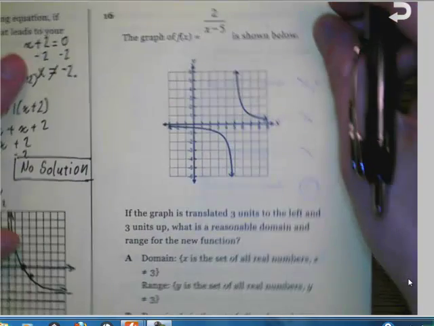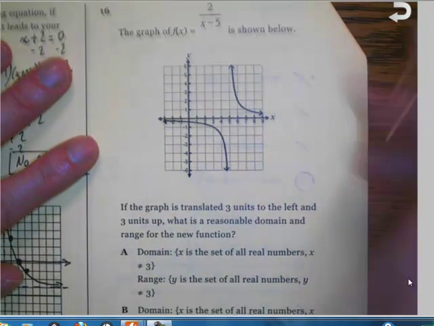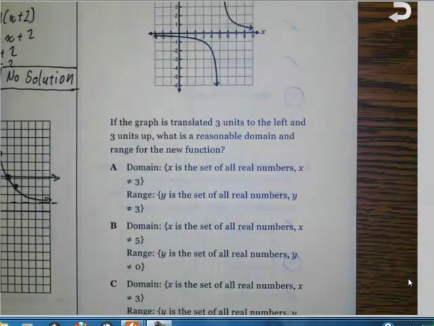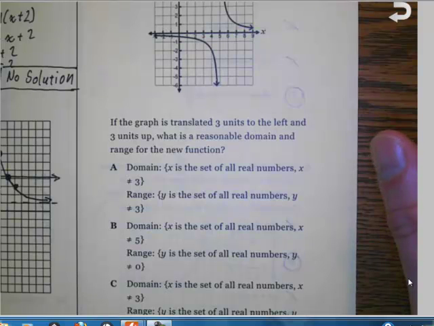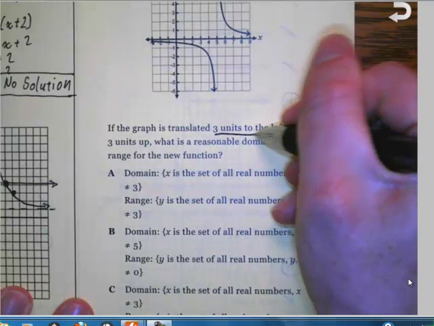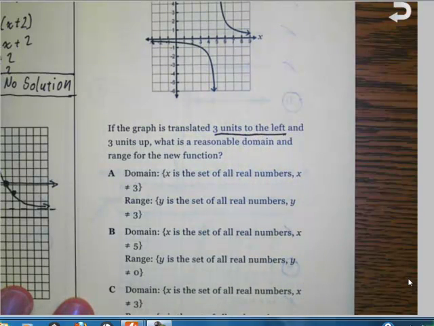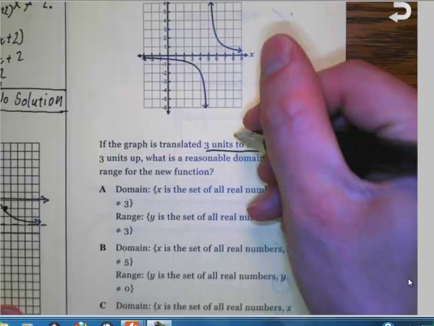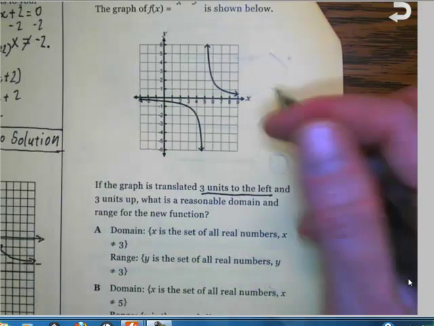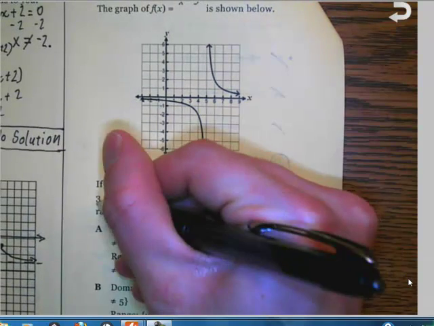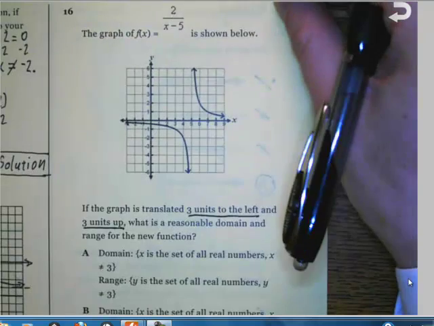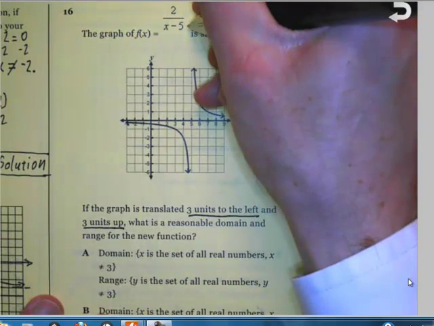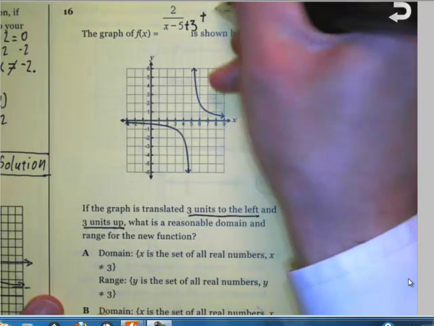Okay, let's take a look at 16. So here we've got the graph. If the graph is translated 3 units to the left and 3 units up, what's a reasonable domain for the new function? Now, if we're moving it 3 units to the left, because we remember our x is an insider, insiders lie, that means we're going to add 3 to that negative 5. And then the fact that you're going 3 units up means you're going to add 3 as a constant. So, you're going to add 3 here, and you're going to add 3 here.